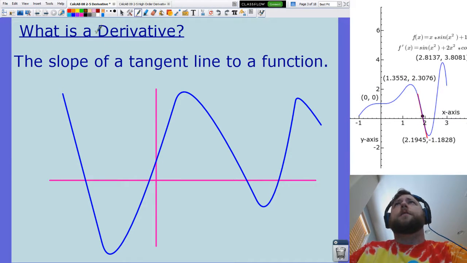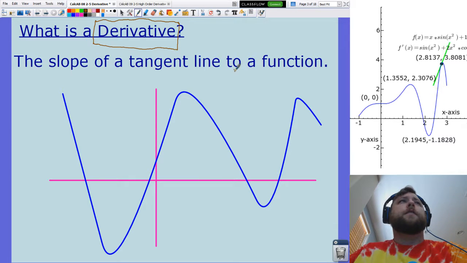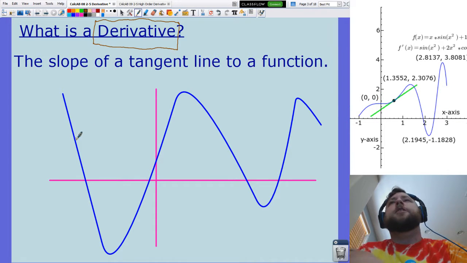And one of the concepts of calculus, we learned this idea of a derivative. So a derivative is the slope of a tangent line to a function. So you see that GIF over there on the side. Basically, at any point in the graph, we want to be able to say, what's the slope of the graph?